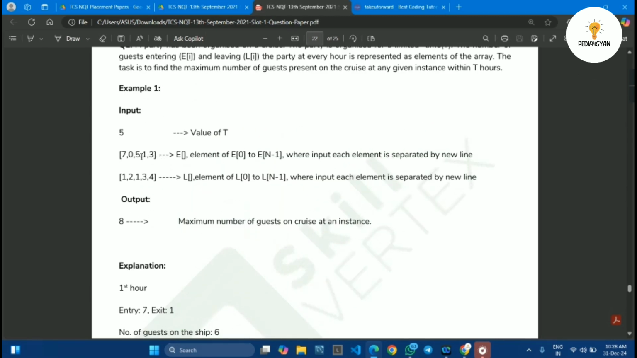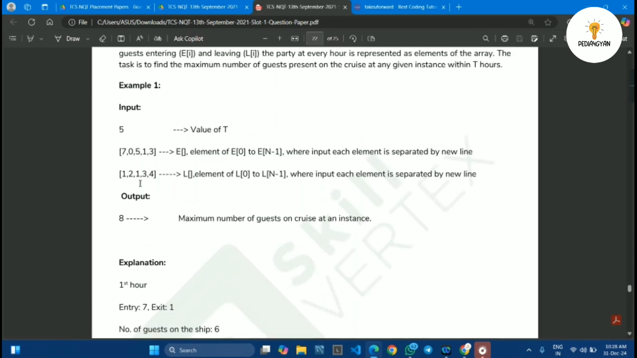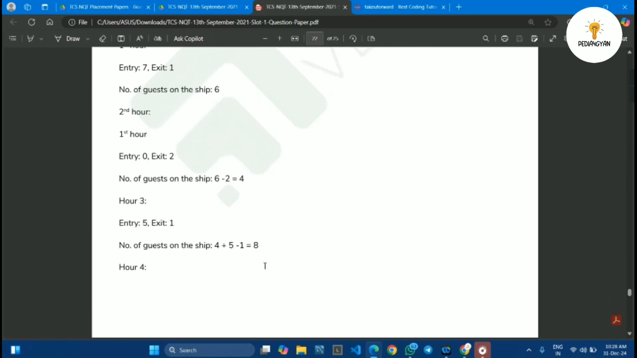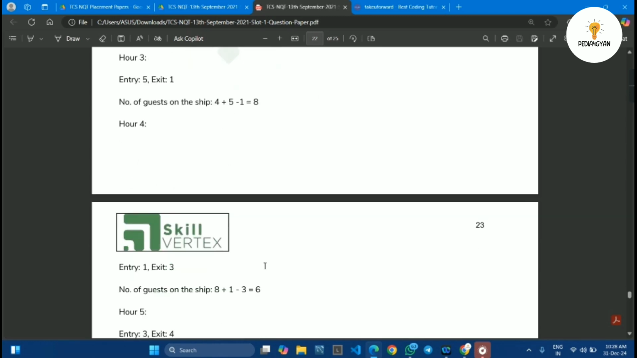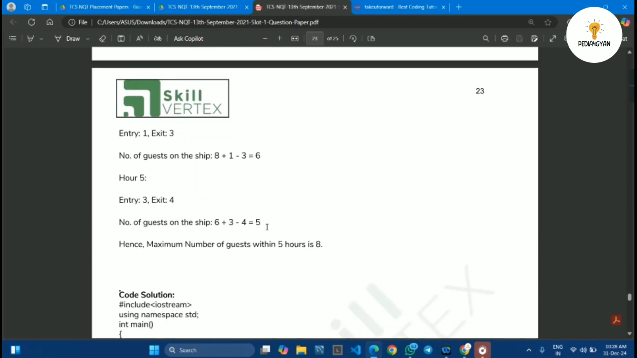On the third hour, 5 members entered, like 4 plus 5, and then 1 exited. So how many? 4 plus 5 minus 1, 8. So the maximum number of guests on the cruise is 8. Later on, 1 entry, 3 exit, and after that at last 5 members are there, but we have to find the maximum number of guests within 5 hours, which is 8.